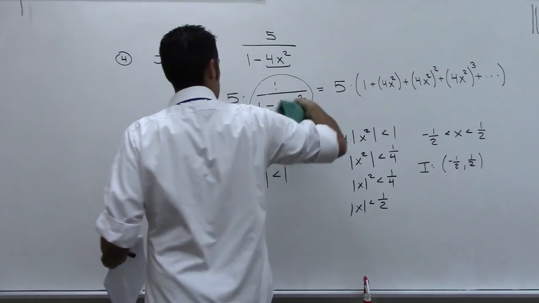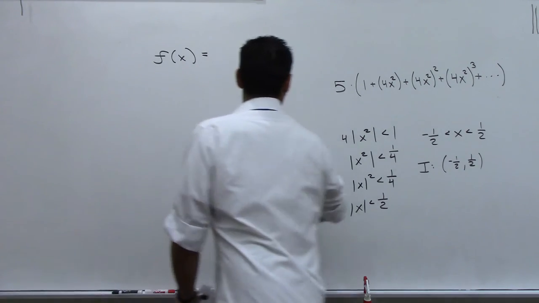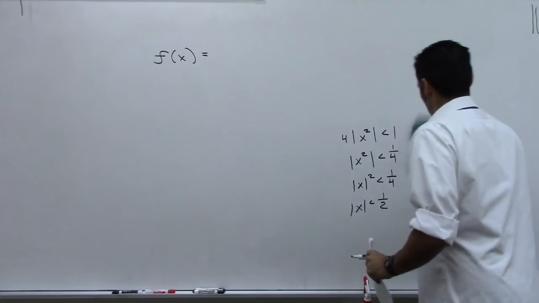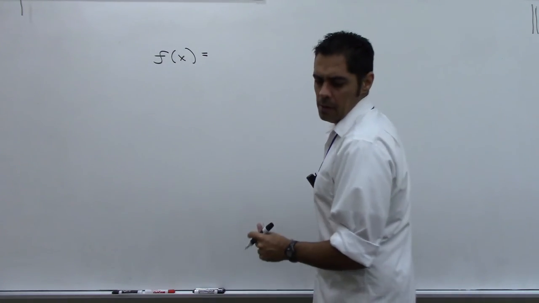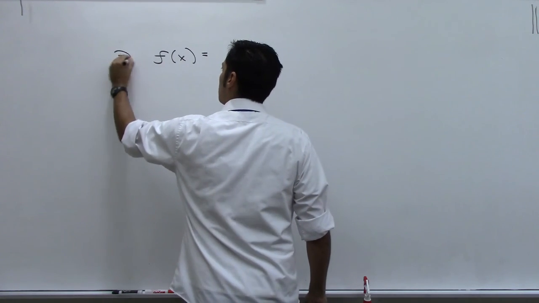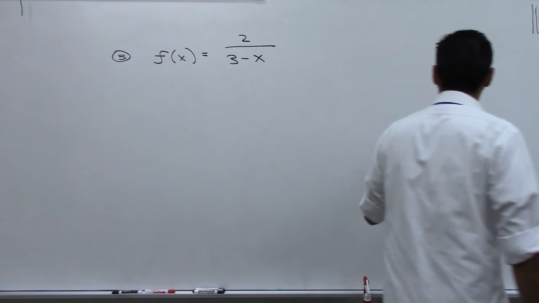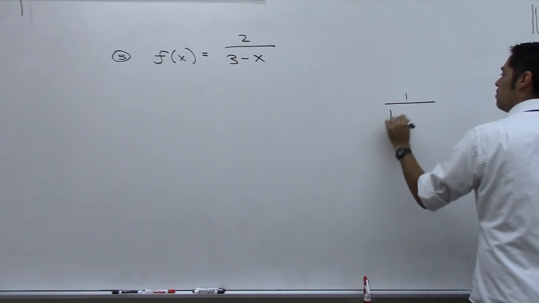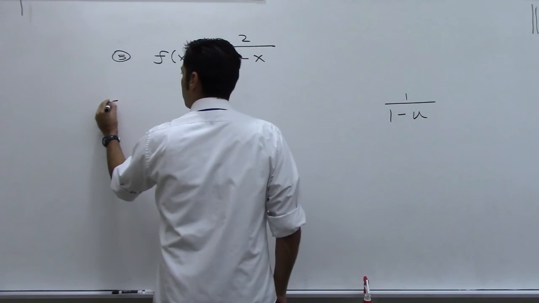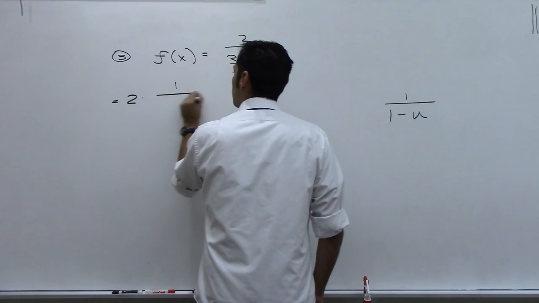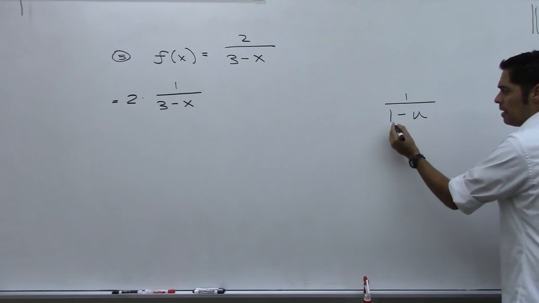Next, let's see what else we got here. Number 5, 2 over 3 minus x. And remember what we're trying to get it to look like is 1 over 1 minus u. So again, the 2 on top, we don't like that, so I'm going to rewrite that as 2 times 1 over 3 minus x.